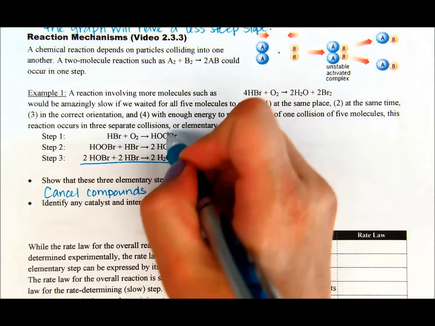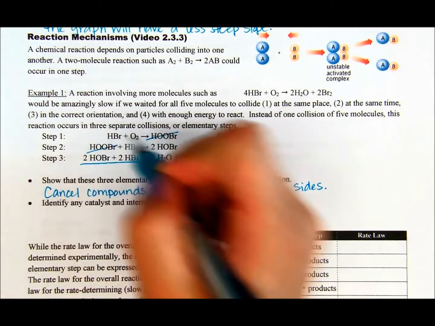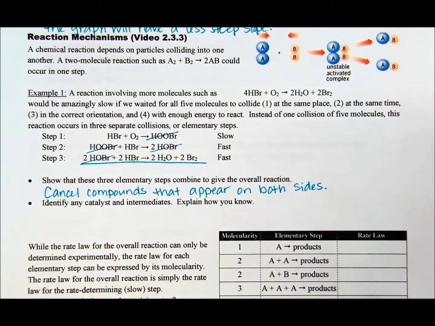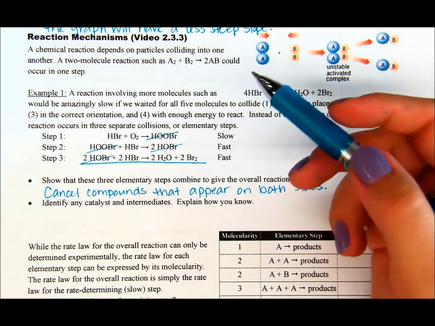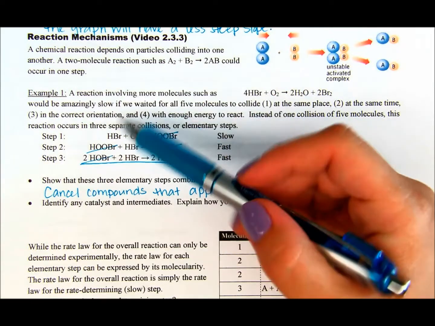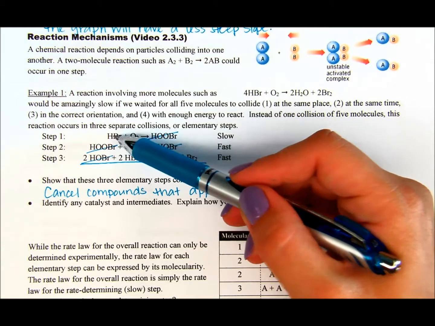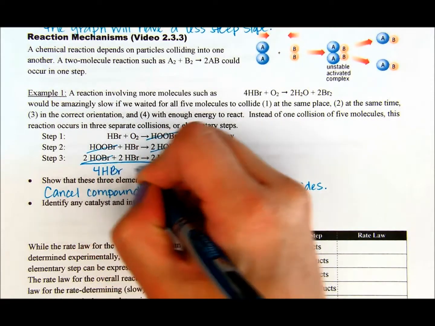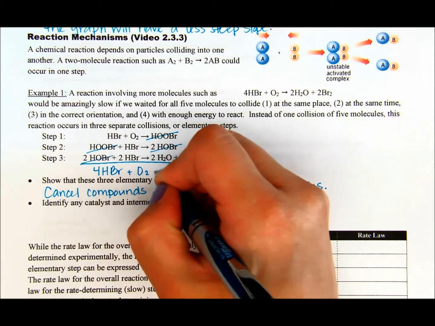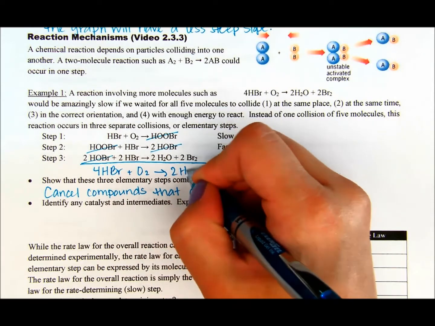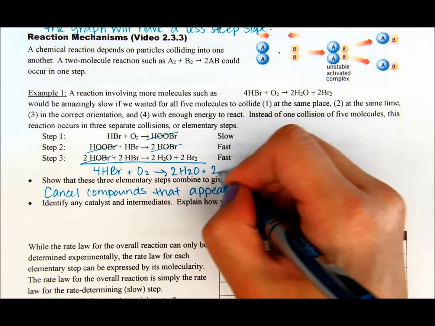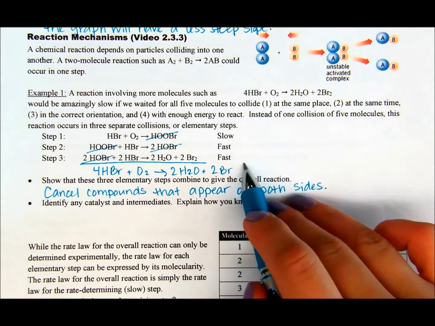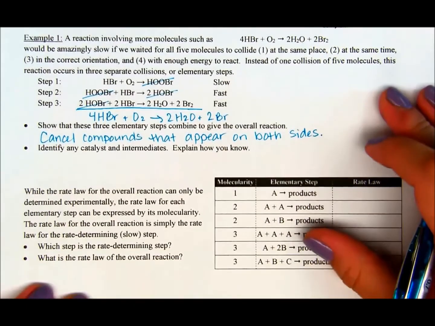Okay, hopefully you saw that this cancels here. HOOBr cancels there. You have 2 HOBrs there and 2 HOBrs there. Anything else we need to cancel? I don't see anything else that we need to cancel. So we have HBrs. We have hydrobromic acid, 1, 2, 3, 4 of them. So 4 HBr plus 1 O2 yields 2 water and 2 bromine. And that's the exact same reaction. So that's just the proof that these steps all add up to this overall reaction.